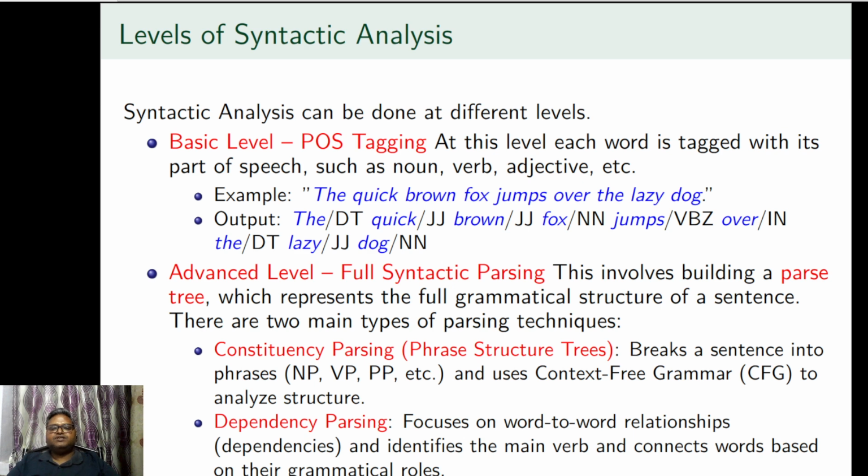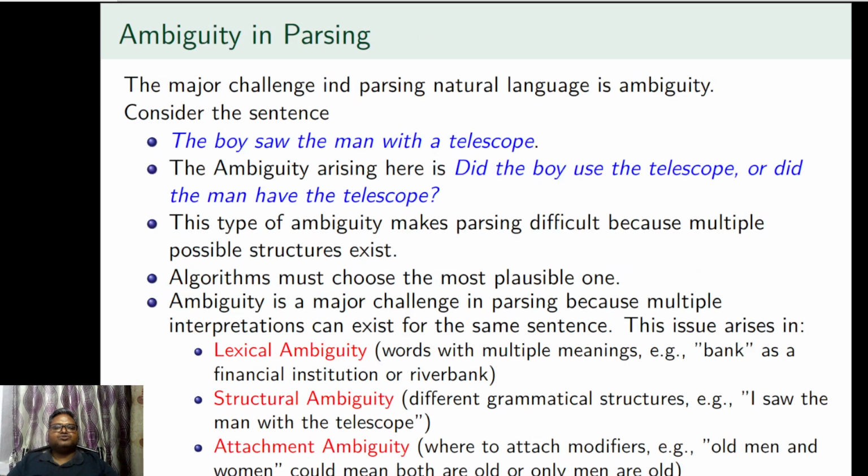At the advanced level, we can have the full parse tree. So remember, again, we'll come back to it. Parsing is generally done in two different ways. One is known as constituency parsing or phrase structure tree, where we'll be breaking the sentence into different phrases. Whereas in dependency parsing, we select a root word and we identify how the remaining words are connected to the root word. That is known as dependency parsing.